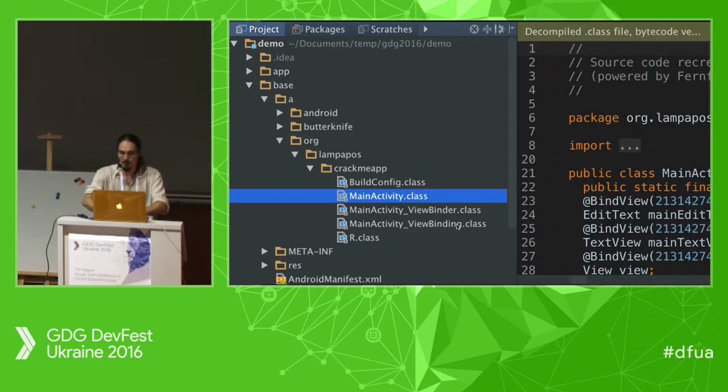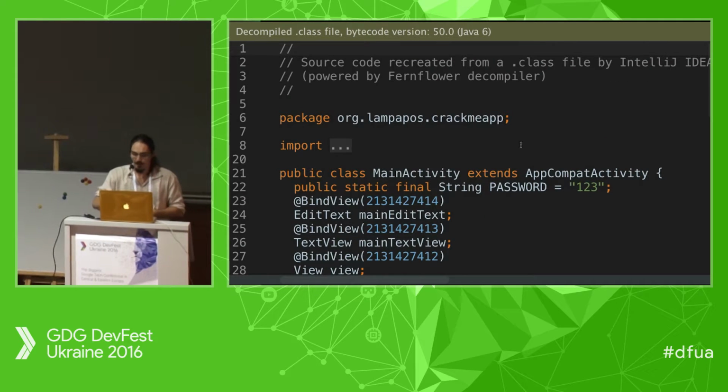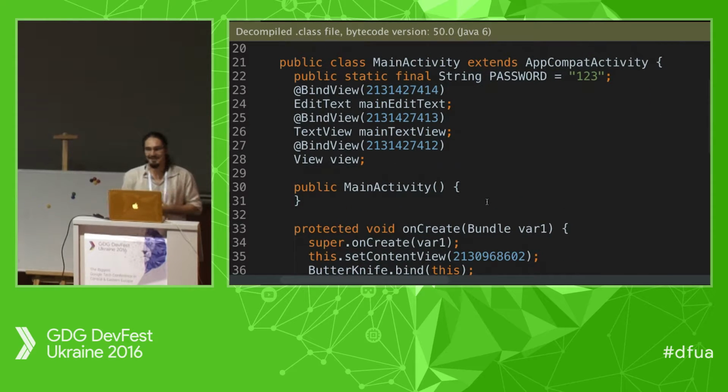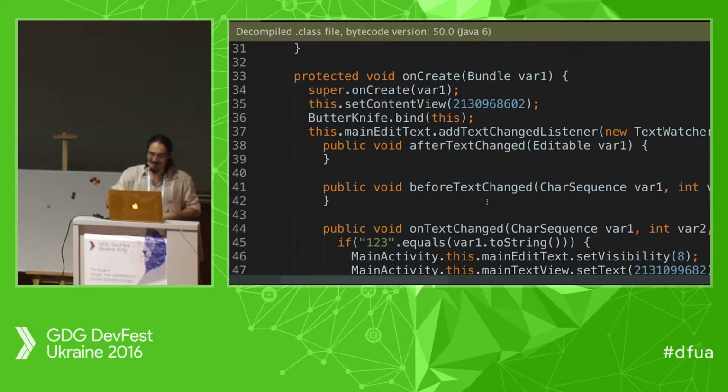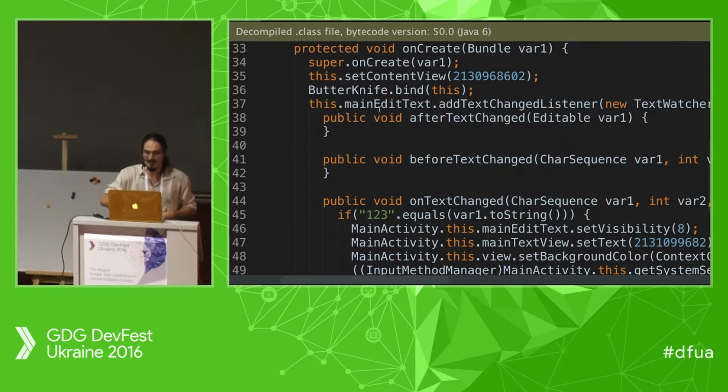And now we use Fernflower to decompile it. The main activity is very tiny. It contains some secrets, but that's not our main goal. Our main goal: there is an edit text with a text changed listener, and on text change we perform this check. So we should remove this if.